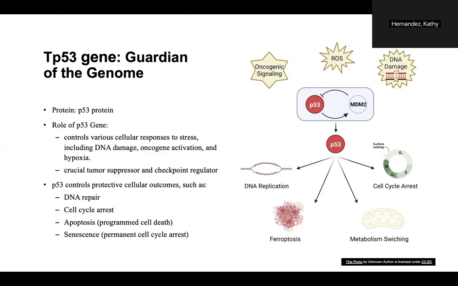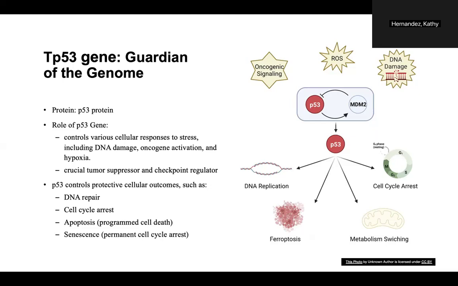It is often referred to as the guardian of the genome due to its ability to control various cellular responses to stress, including DNA damage, oncogene activation, hypoxia, oxidative stress, and nucleotide depletion. So, when functioning properly, P53 can trigger a variety of protective cellular responses, such as DNA repair, cell cycle arrest, apoptosis, and senescence. Apoptosis is also known as programmed cell death, and senescence is permanent cell cycle arrest.